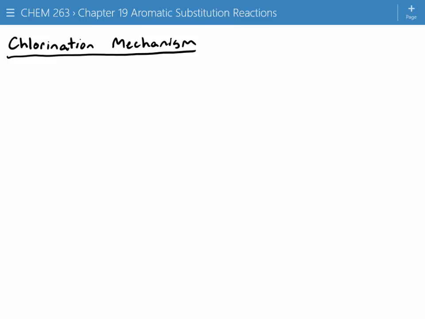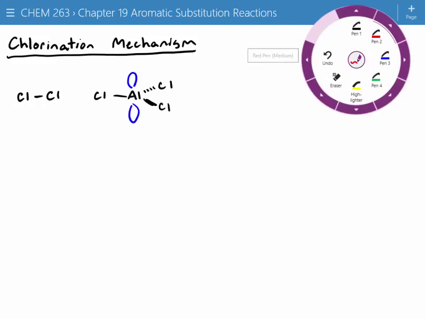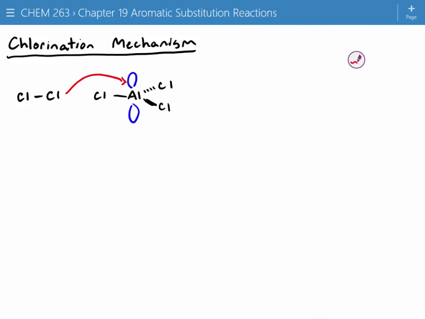All right, so for chlorination, we end up having Cl, Cl, and in this case we use aluminum trichloride. So we've got Al, Cl, Cl, Cl. I'll draw on my p orbital just to be thorough. And then we said one of these lone pairs could hop into that p orbital. And our aluminum has a negative charge. This chlorine has a positive charge.